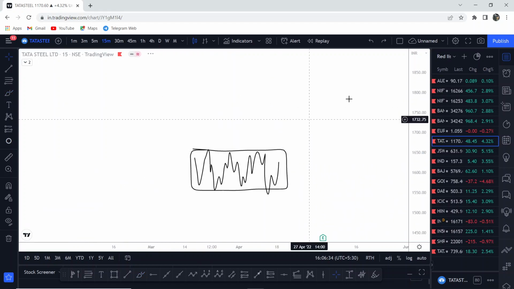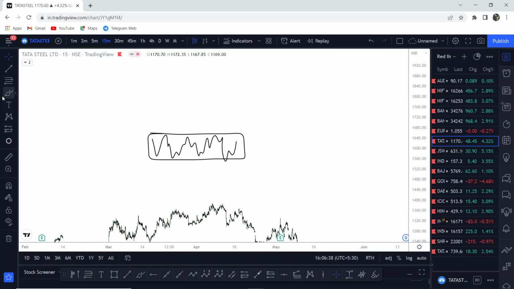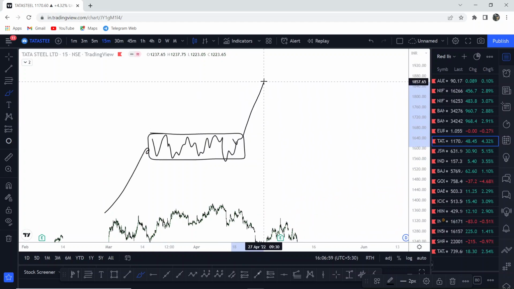All right, now use the concepts that we have studied previously. There should be a rally previously. Now it's obviously not necessary, but most of the time you will see this: there is a rally, then there is a consolidation. So what do we call this consolidation? We call this consolidation a base, and then the price will move higher.